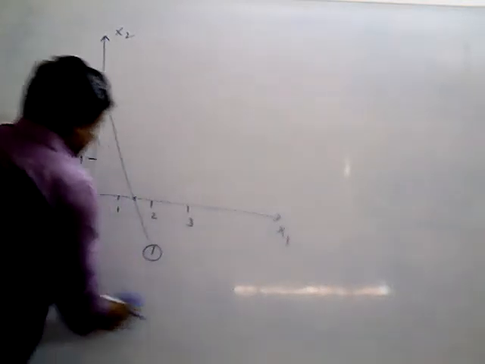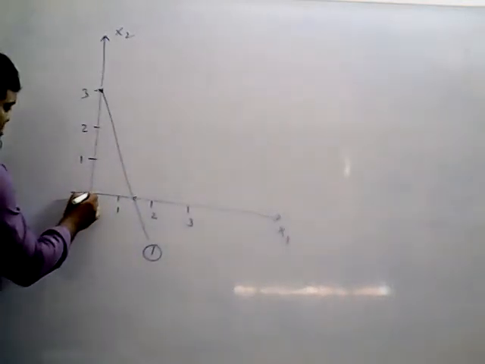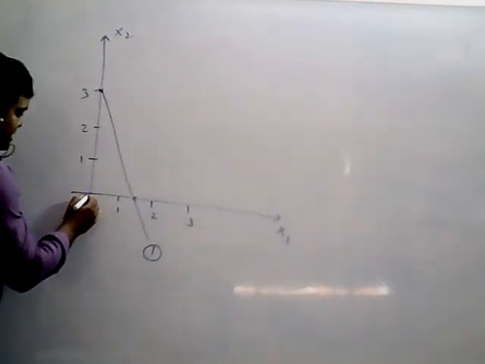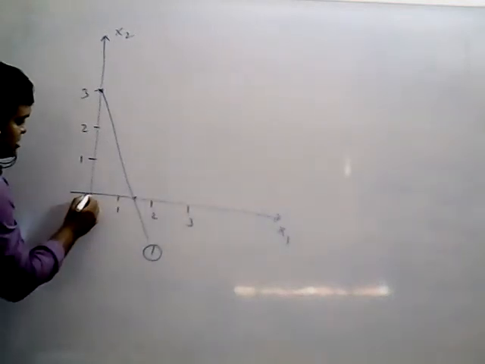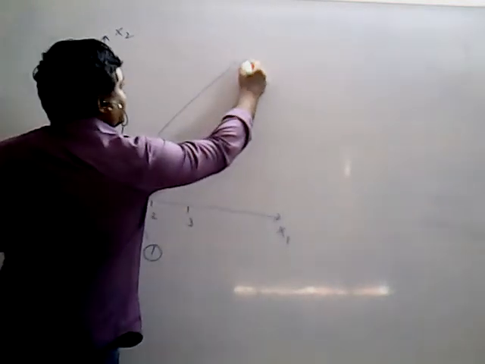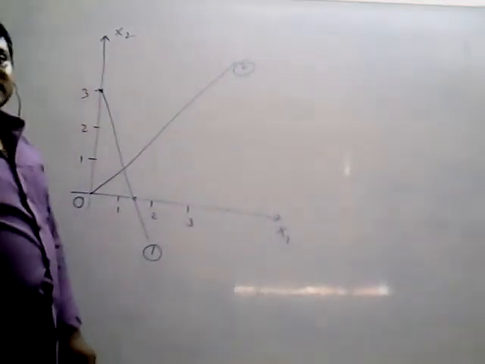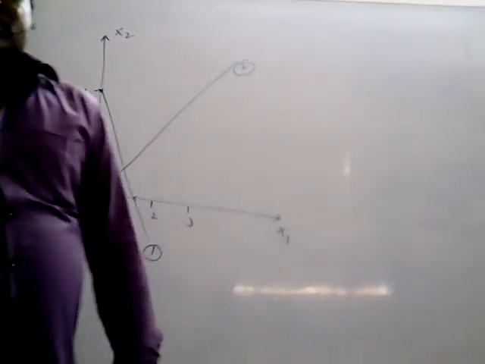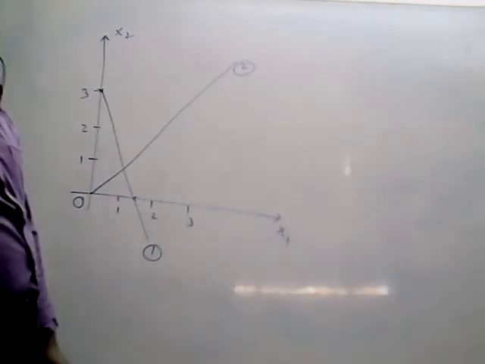Next, the second point. The second point is (0, 0). (0, 0) means x1 is 0, x2 is 0. So this is x1. x1 is 0, x2 is 0. So from this, use the scale. So this is equation 2. And now you have to identify the common region or feasible region.